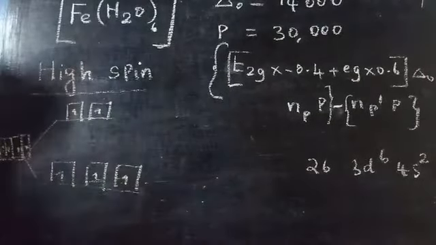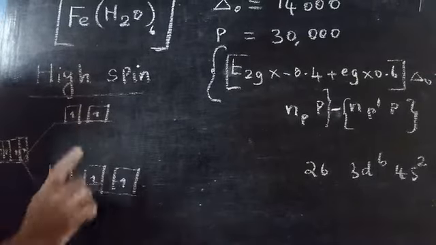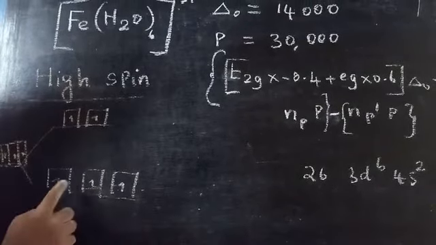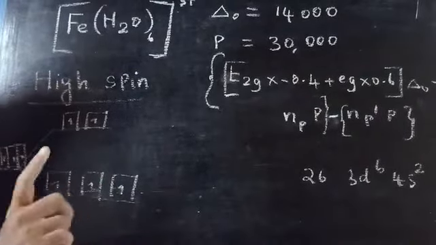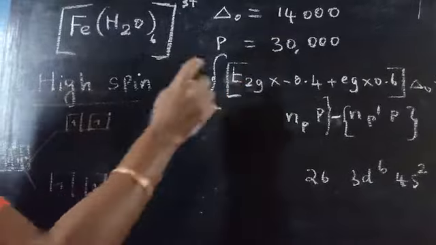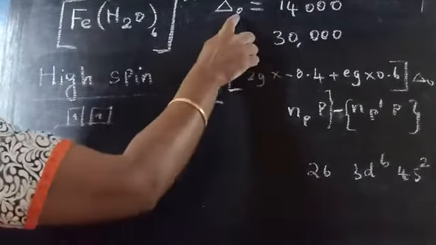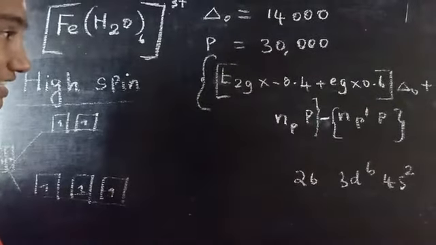This is the concept. Here the electrons are singly occupied, so the number of unpaired electrons is 5: 1, 2, 3, 4, 5. High spin means the number of unpaired electrons is more. Now applying the formula, the delta zero value as well as the pairing energy is given.